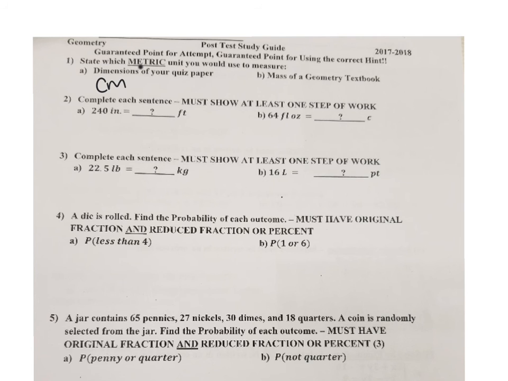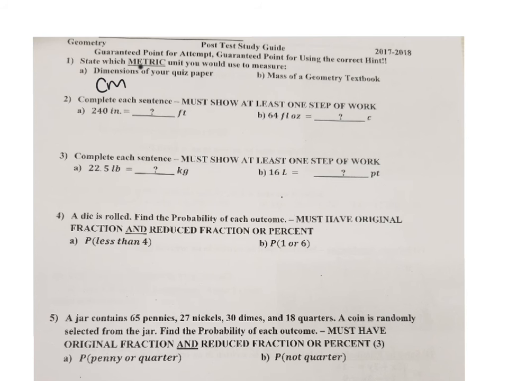Meters would be like, if I told you to measure your paper, you wouldn't measure it in feet, right? You measure it in inches, and inches and centimeters go together. So feet, inches, and miles, that's customary units, versus metric, which is like centimeter, millimeter, kilometer, stuff like that.